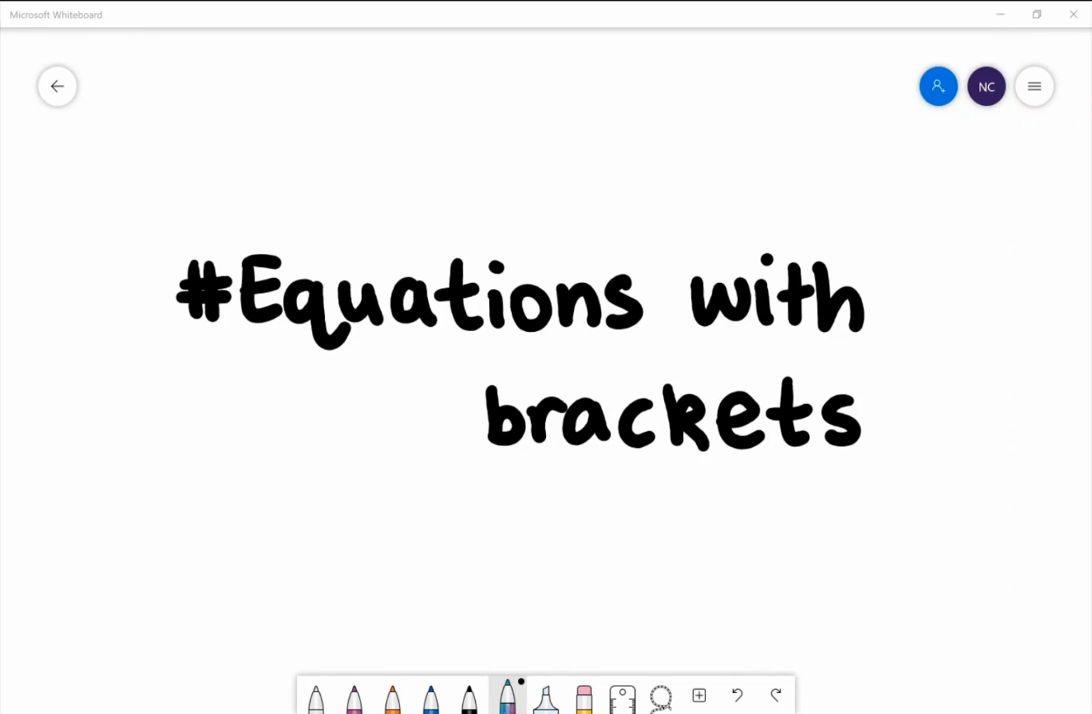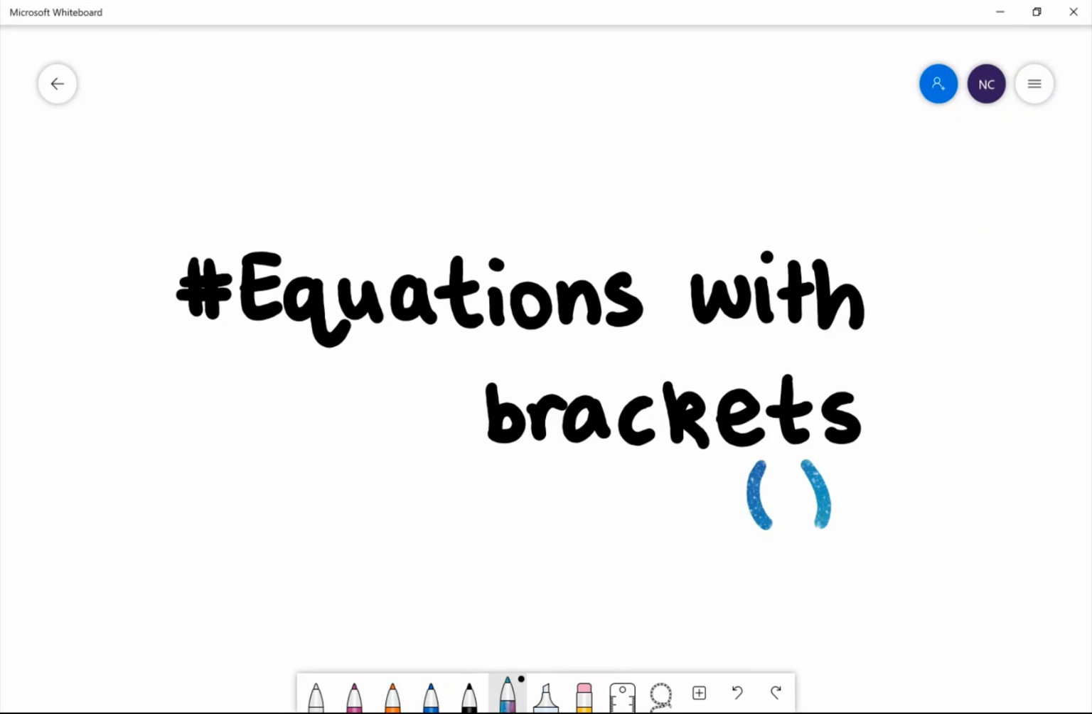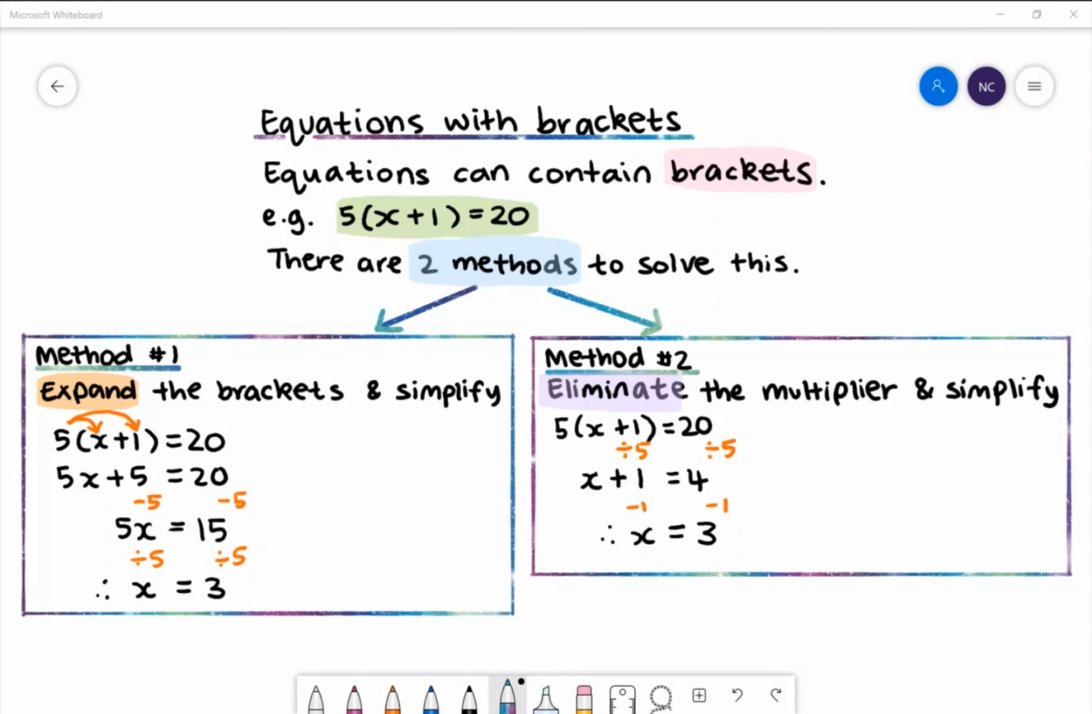Hi there, today we're going to be looking at equations with brackets. Equations can contain brackets, like in the example 5(x + 1) = 20. There are two common methods to solve this. In method 1, we first expand the brackets and then simplify.